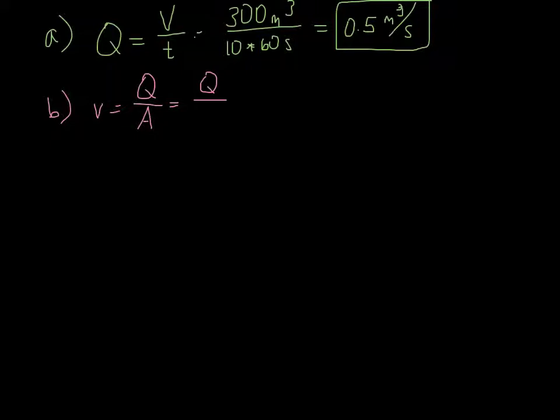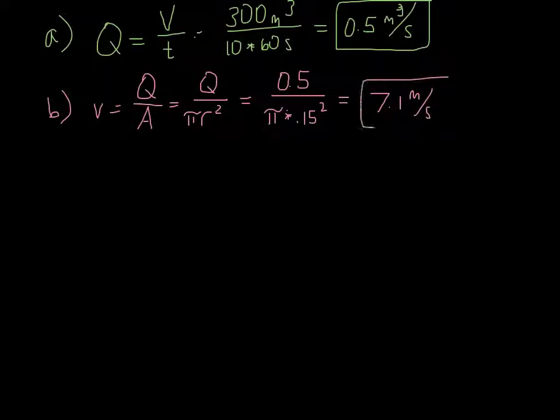So Q, what we just figured out in part A, divided by, and since it's circular and the radius is given, we'll replace the A with a pi r squared. And now plugging in the numbers, the Q from part A was 0.5 divided by pi times the radius, 15 centimeters, converted into meters, that's 0.15 squared, which gives you a speed of 7.1 meters per second.